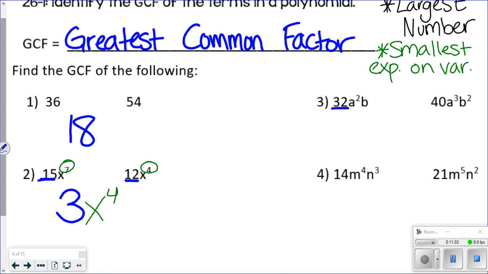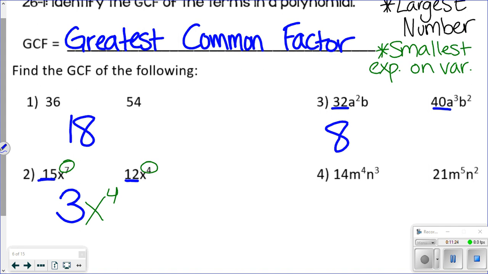So look at 32 and 40. I know they're both divisible by 2. Are they both divisible by 4, 6, 8? What's the largest number? This would be 8.